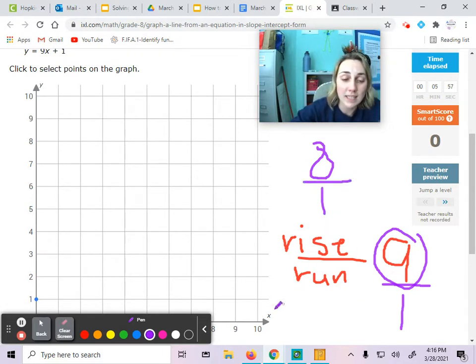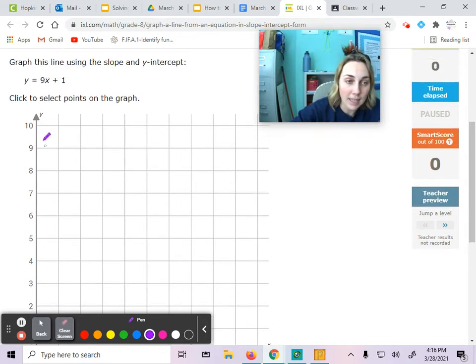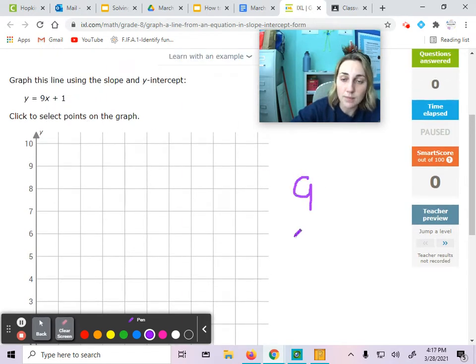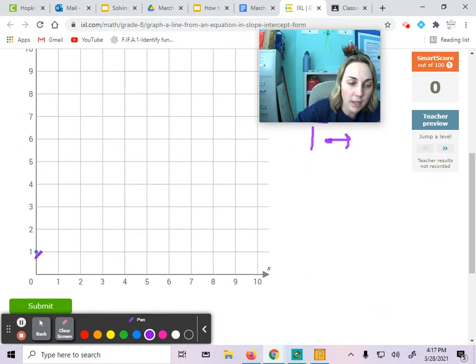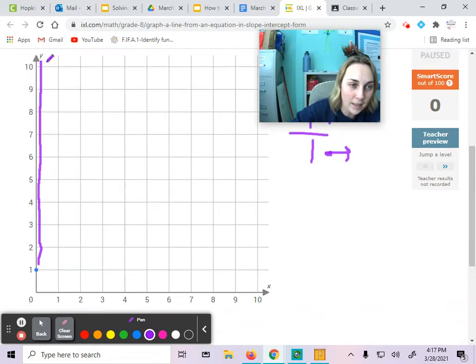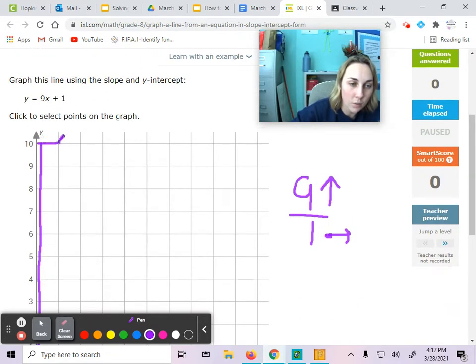So in this case, if you see a number by itself, like in this case it is 9, the slope is going to be 9 over 1. So that means our rise is going to be 9 blocks, so we're going to go up 9 times. And our run, which is always from left to right, is going to be 1. So we're going to go 1 block. So from this point right here, I'm going to go up 1, 2, 3, 4, 5, 6, 7, 8, 9 times. And then I'm going to run 1 time. So this is where my next point needs to be.